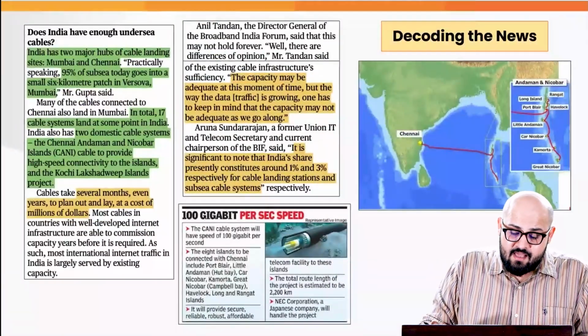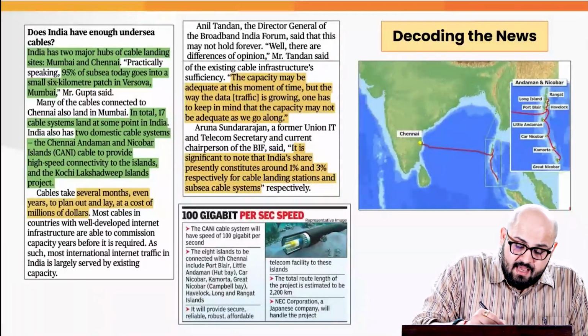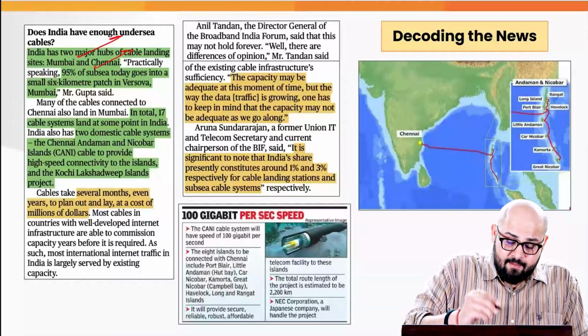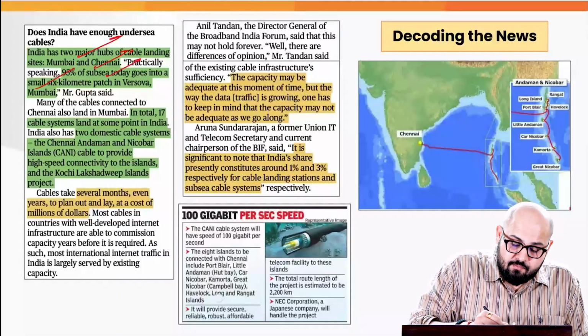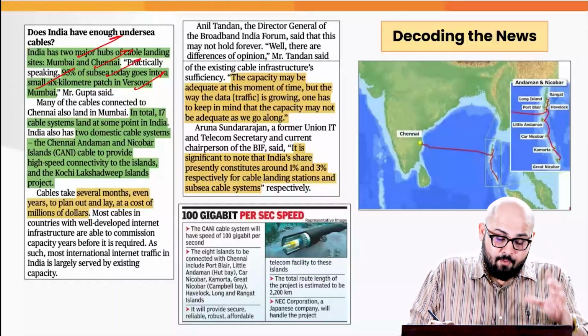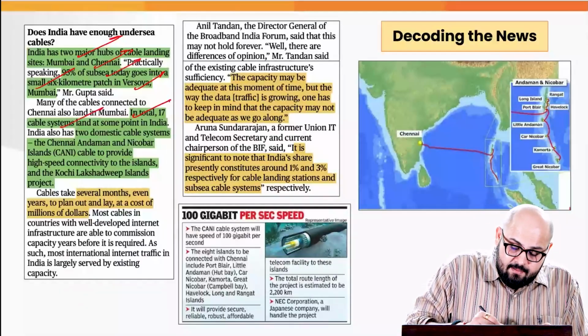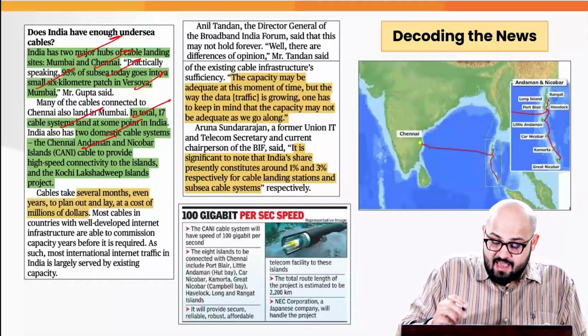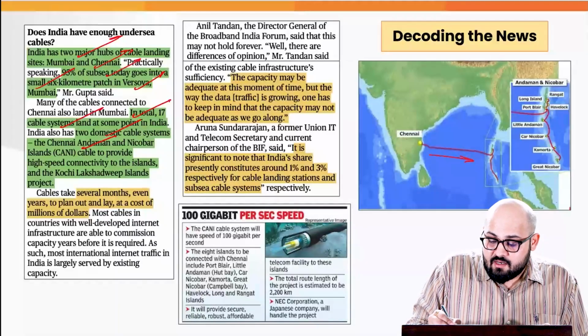Now, does India have enough undersea cables? India has two major hubs of cable landing sites, Mumbai and Chennai. 95% of the subsea traffic today goes into a small 6-kilometer patch in Versova in Mumbai. Right, so this is a very important station. In total, 17 cable systems land at some point in India, plus 2 domestic cable systems, that is Chennai, Andaman, Nicobar Islands. So we have CANI, right? You can see Chennai, Andaman and Nicobar.